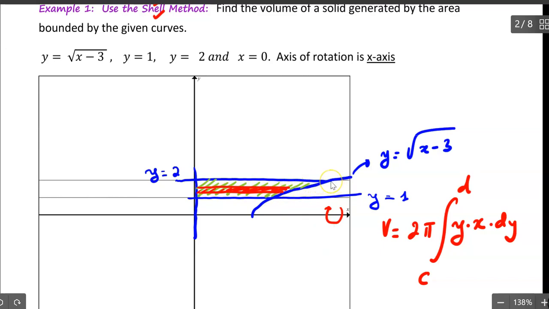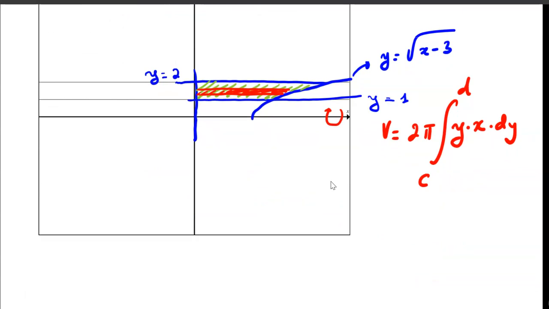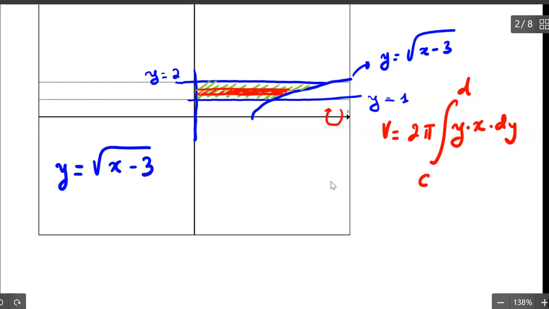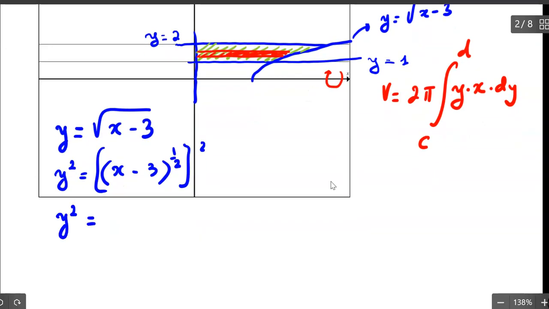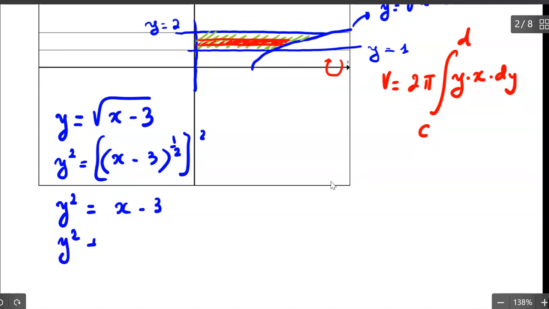Now I am going to take y equal to the square root of x minus 3 and solve for x. That means I am going to square both sides. This is a half power, so when I square it, y squared will be equal to x minus 3. We explained this concept in a previous lesson. Now I'm going to add 3 to y squared so I can have x isolated. This value for x is what you need to substitute in here.